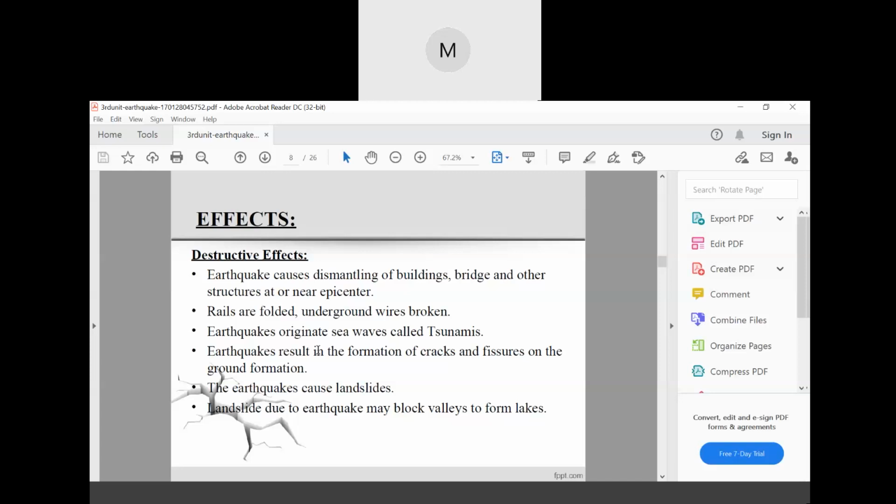These are the destructive effects of earthquake. From this effect, if you can see here, it causes damage to buildings, then railways. Everyone knows that. But if an earthquake originates in seas, this is a very devastating thing because it will lead to what? Tsunamis. Recently, a few years back, there was a tsunami in the southern part of India. Around 15 years back, I think so.